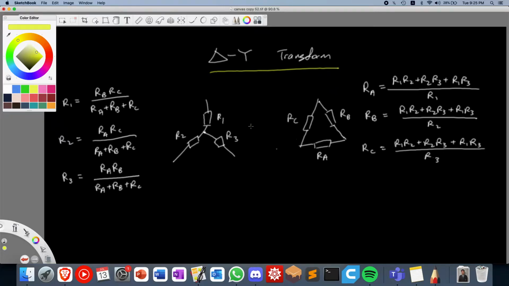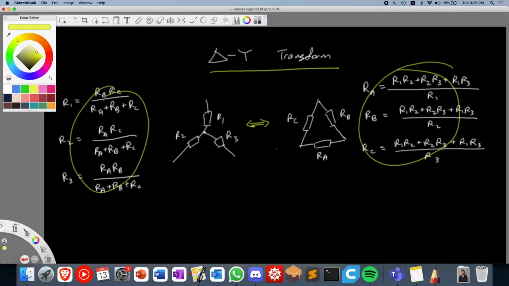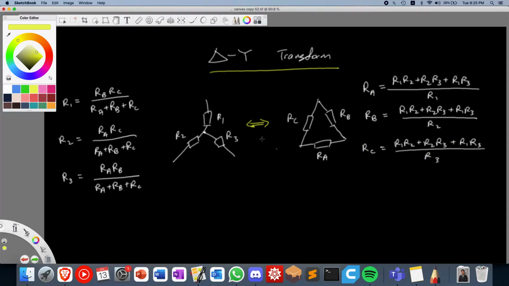The delta-Y transform is basically a way of transforming a network of three resistors like that into another network of three resistors like this, and the values that they turn into are given by these formulas. So yeah, basically that's it.